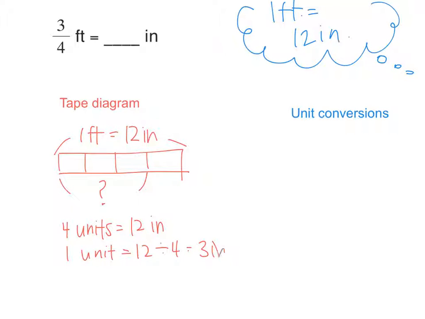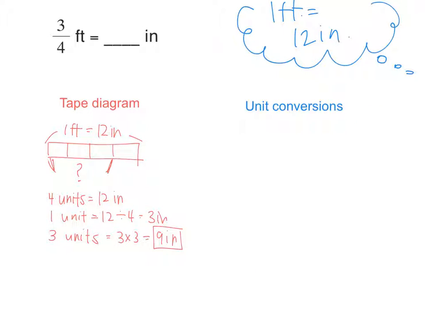Good. But that's not my final answer because I'm trying to find how many are in 3 units. So I do 3 units is going to equal 3 times 3, which is 9 inches. Okay, so using my tape diagram, I found that 3/4 of a foot is 9 inches. So for unit conversions, we're going to write what we have, which is 3/4 of a foot is going to equal 3/4 times 1 foot, right? Do you guys agree? Okay.